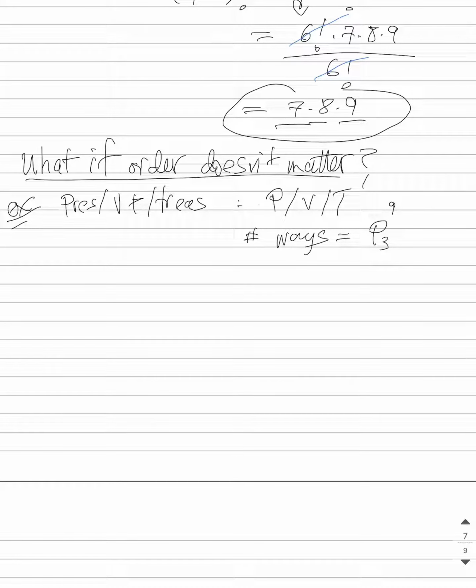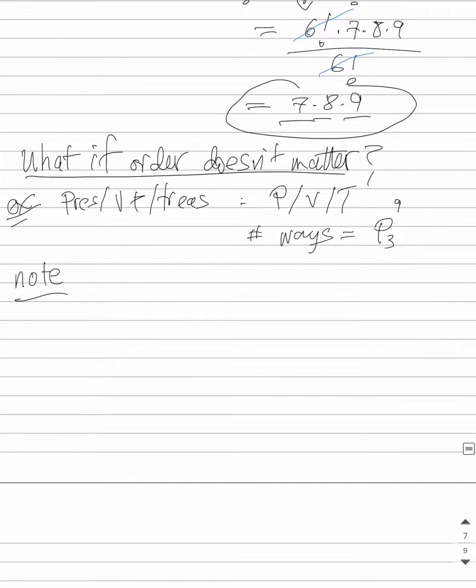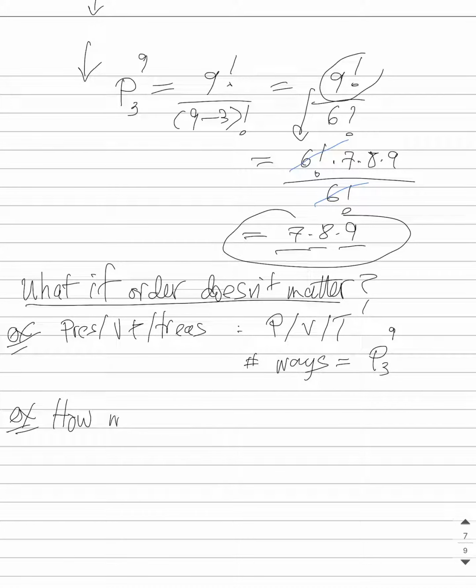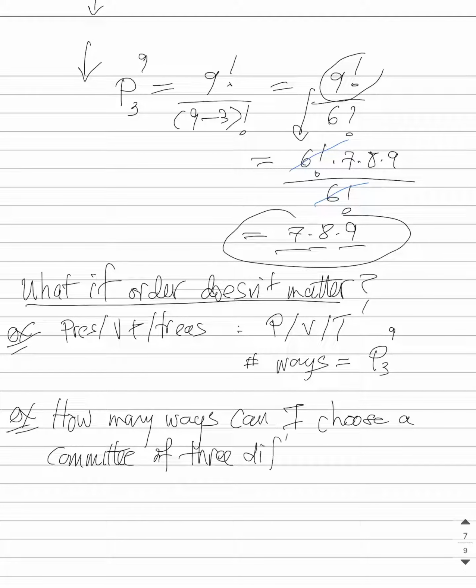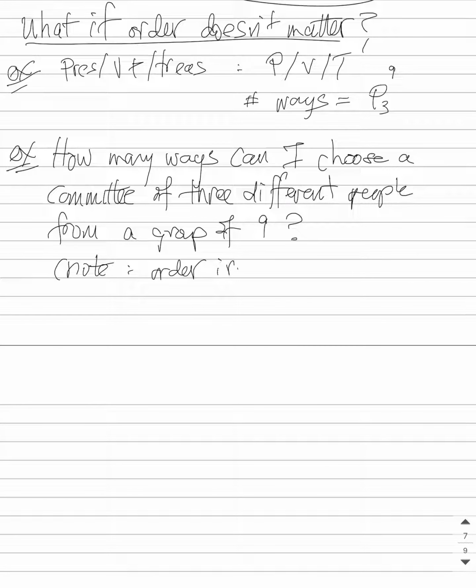We had talked about counting methods where the order matters, and that got us to the concept of permutations. Well, what if the order doesn't matter? How many ways can I choose a committee of 3 different people from a group of 9? So the order is irrelevant. You don't care which person was chosen first or second or third.